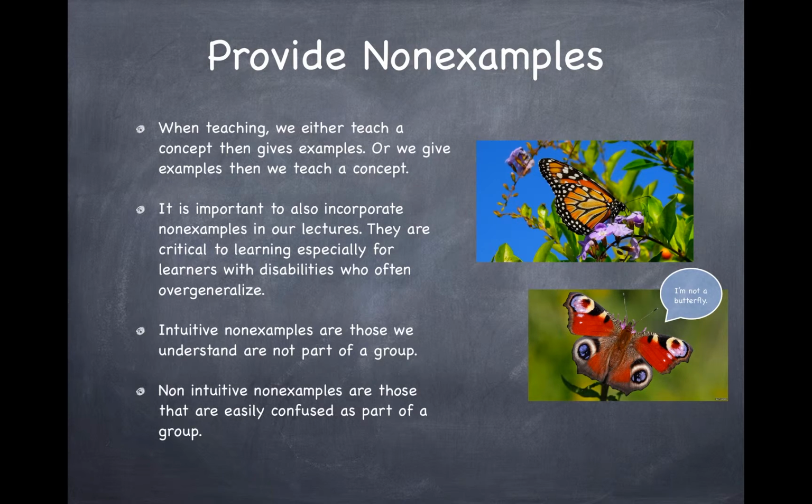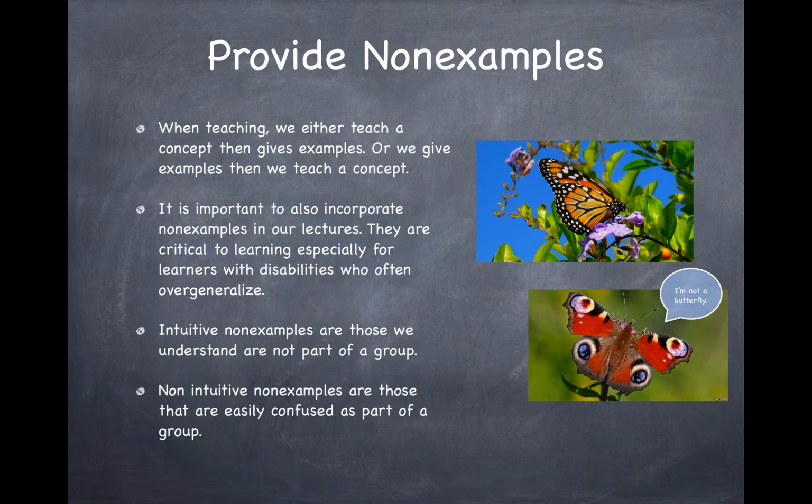There are 2 types of non-examples. The first is the intuitive non-example, which are those we understand are not part of a group. For example, it is quite clear that a dog is not a human being. Therefore, a dog is an intuitive non-example. The second is a non-intuitive non-example. Non-intuitive non-examples are those we confuse to be part of a group.